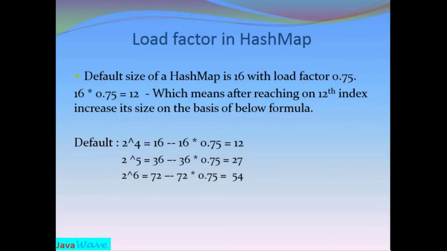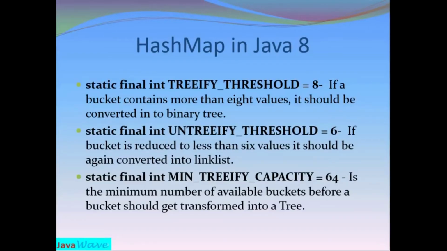So like in array list, once the size is getting increased, it will create a new hash map, and the older records will be copied into the new hash map, and the older hash map will be available for garbage collection. In Java 8, there are a few new features introduced for hashmap. Out of that, these three static variables got introduced in Java 8 for hashmap: TREEIFY_THRESHOLD, UNTREEIFY_THRESHOLD, and MIN_TREEIFY_CAPACITY.